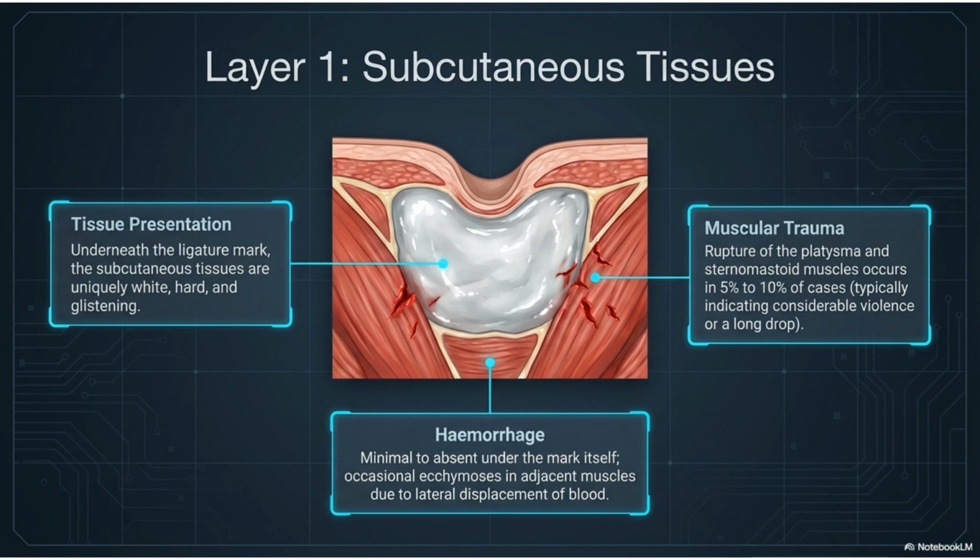In layer 1, the subcutaneous tissues beneath the ligature mark are typically white, hard, and glistening. Muscular trauma, such as the rupture of the platysma, occurs in 5 to 10% of cases, indicating significant violence. Hemorrhage is usually minimal under the mark itself.